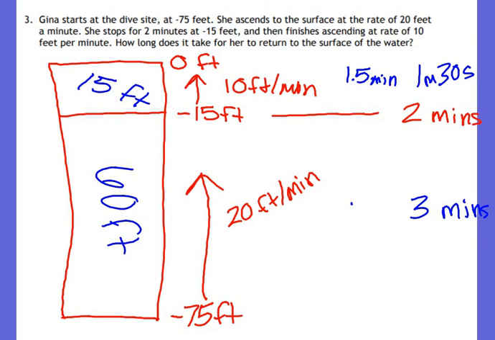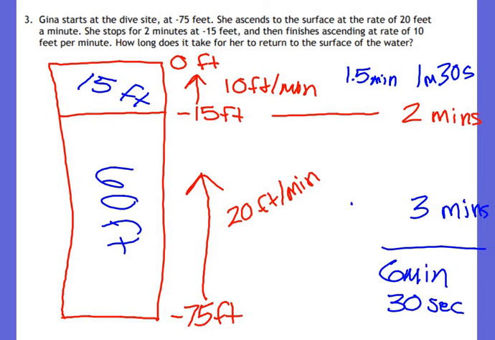Now I have a total amount of time. So 3 minutes plus 2, I'm at 5, plus 1, I'm at 6 minutes and 30 seconds. It took her 6 minutes and 30 seconds to ascend 75 feet.